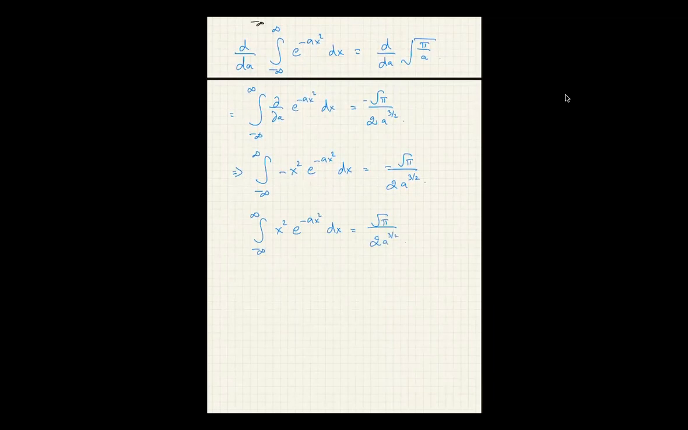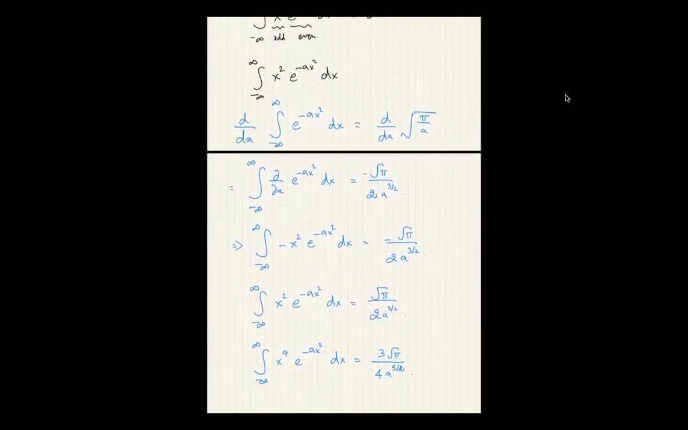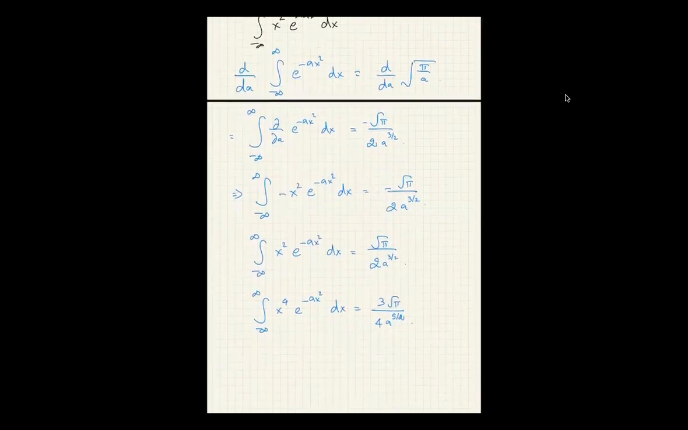Okay. So I can go ahead and differentiate this with respect to a one more time, and I will get the integral of x to the 4 e to the minus a x squared dx, which you can easily verify, and which I have already worked out, is this guy. So on and so forth. This is a neat little trick to deal with Gaussians and functions of Gaussians, which is basically to differentiate under the integral sign, assuming that this constant a is some kind of continuous variable.